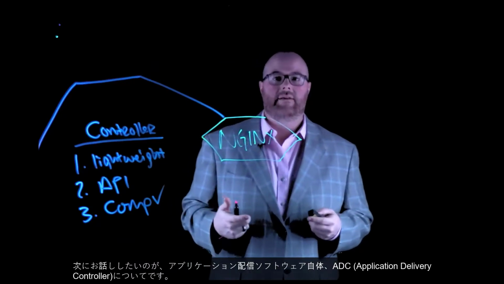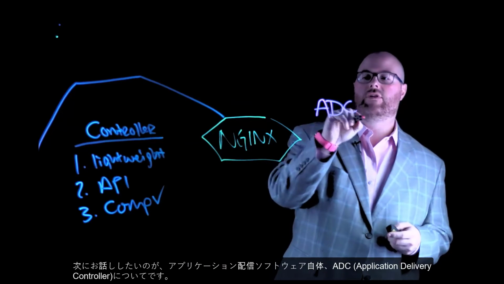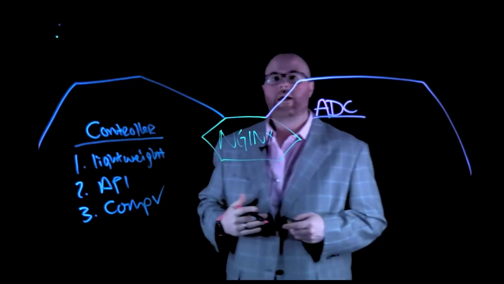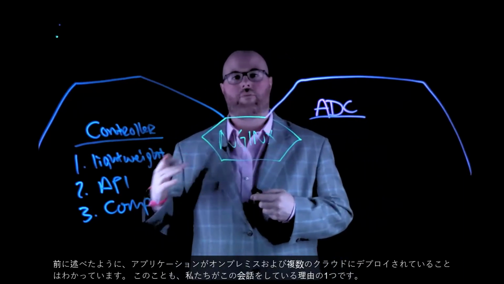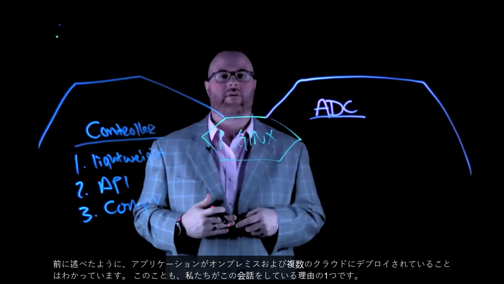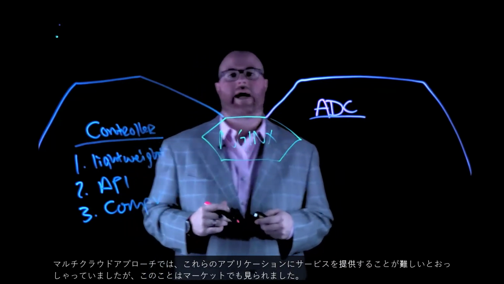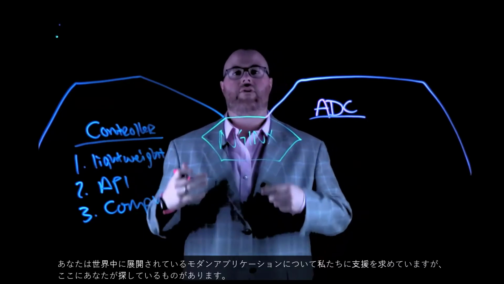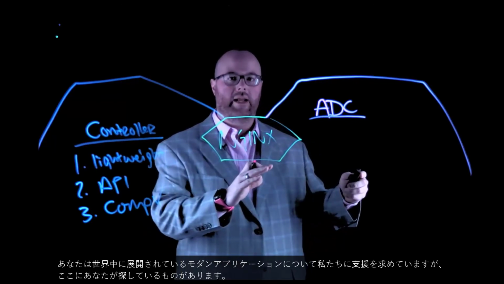Now, the next thing that I want to discuss with you is the actual application delivery software itself, the ADC. And as you stated previously, we know that you have applications deployed on-prem and in multiple clouds. It's the reason why we're also having this conversation. And you've told us, and we've seen in the market, that delivering services to those applications have been a little challenging with your multi-cloud approach. And you've come to us asking for help with your modernized applications that are deployed outward.